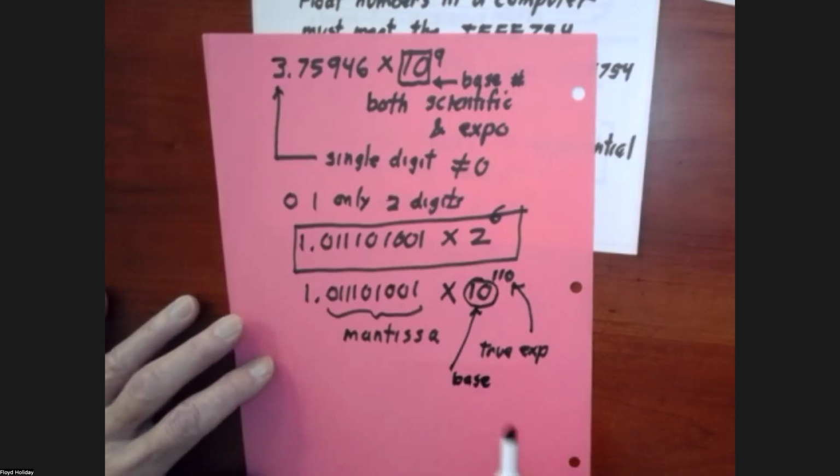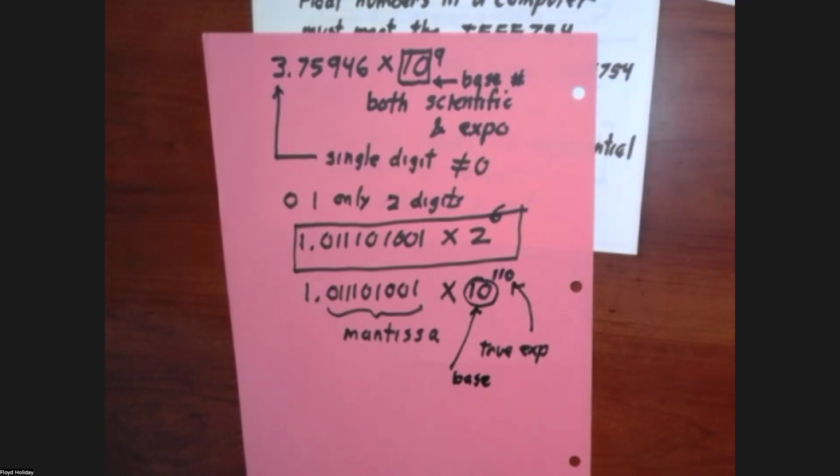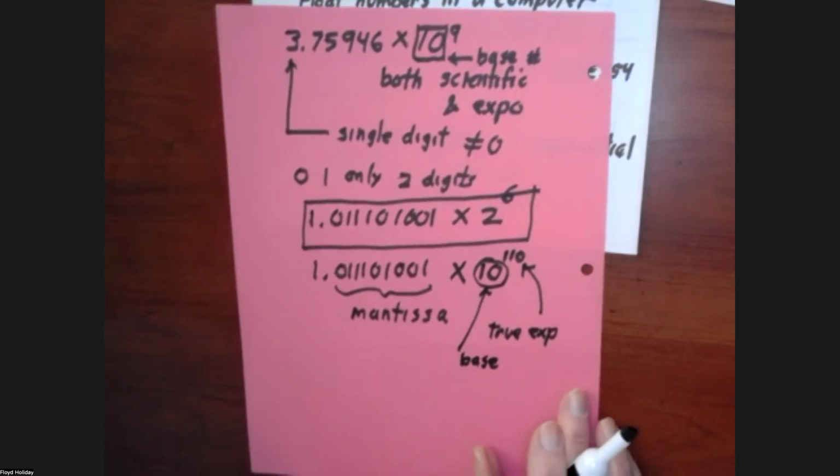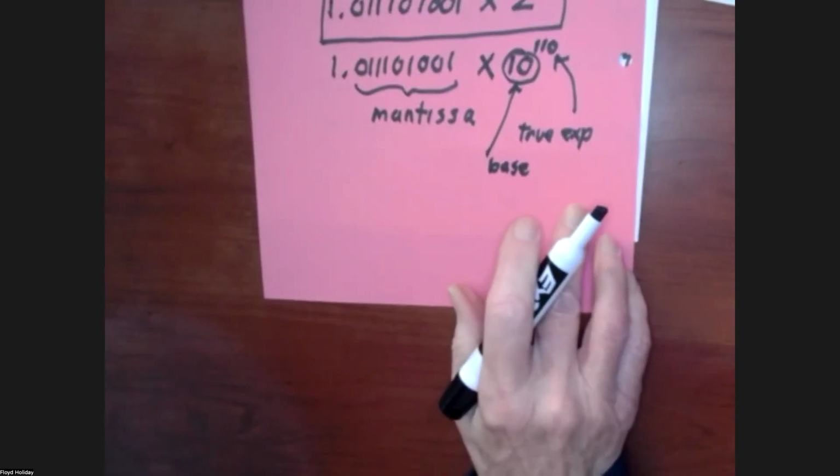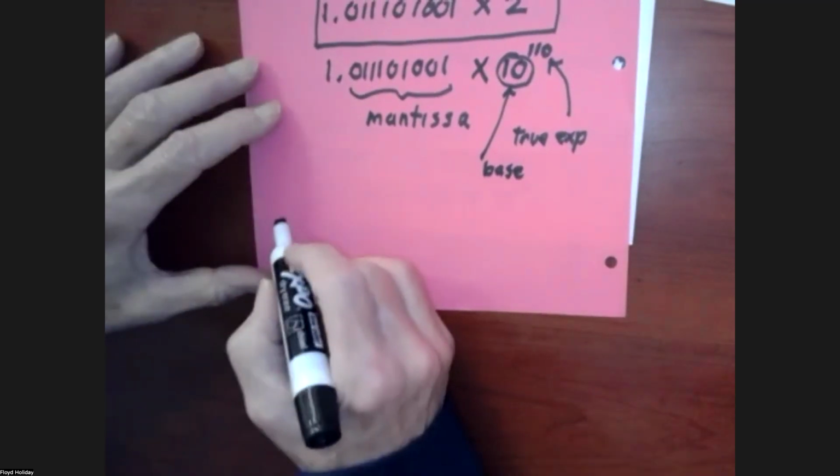All right, so let's attempt this. We're going to start with a decimal float number and convert it to IEEE form. So begin.